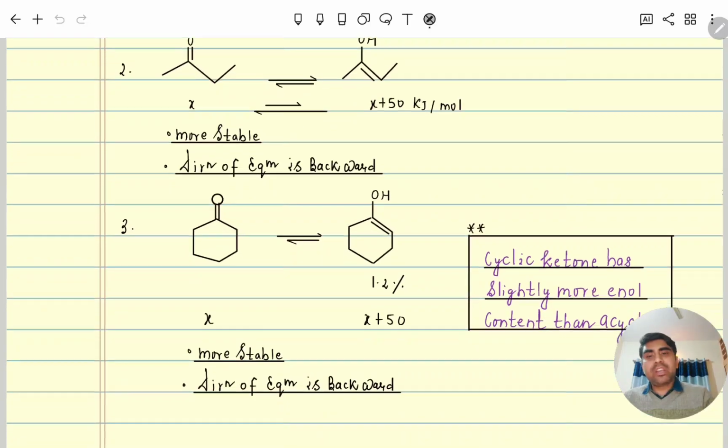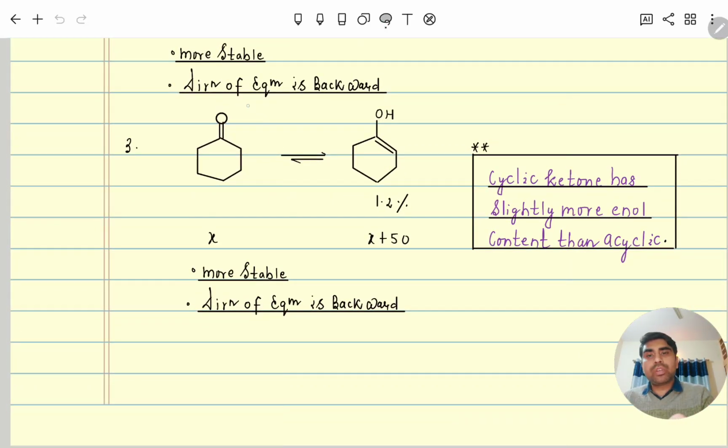Similarly in cyclic ketone, going from keto to enol, the percentage of cyclic enol increases a little bit, but it is still negligible, because if the ketone has energy x, the enol will be x plus 50. Understood? Since the ketone has less energy and is more stable, the equilibrium will shift backward only, so its percentage is more, with the direction of equilibrium backward.